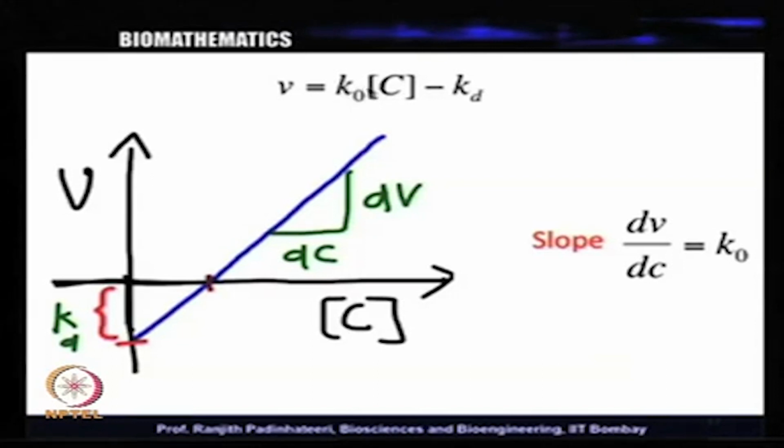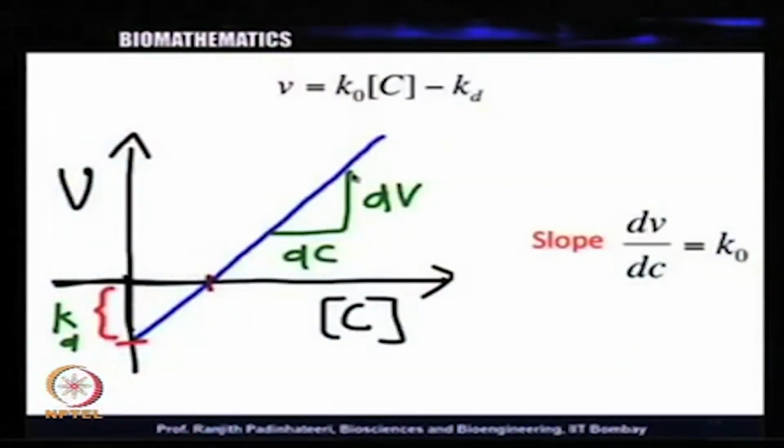So, this is the rate constant, and what happens when C is equal to 0? When C is equal to 0, V is just minus Kd, because this term becomes 0. So, at 0 concentration, whatever the value is, that will be minus Kd, but you can't do an experiment at 0 concentration, right? So, what can you do?